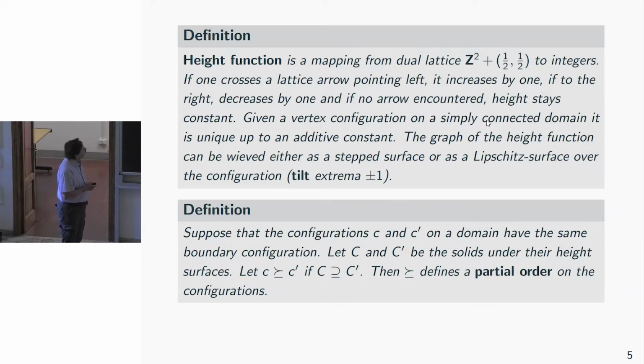Okay, on this you can define a partial order the way described here: if you let these be solids under this stepped surface, then if you have containment like this, you define that C is superior to C prime. So that's a partial order on these configurations. This is a useful thing to know.